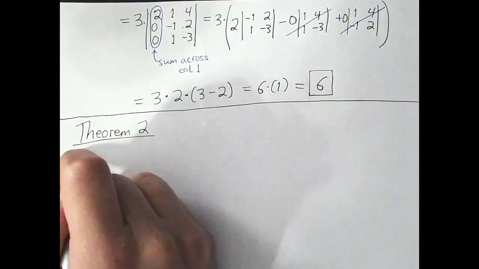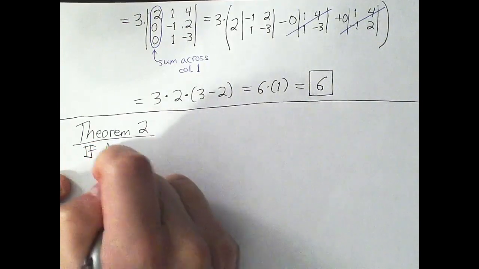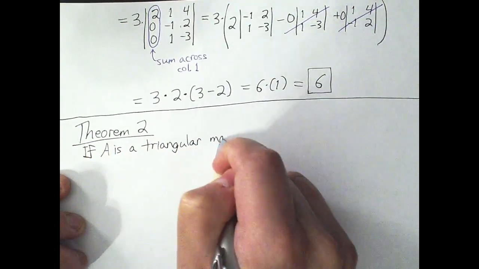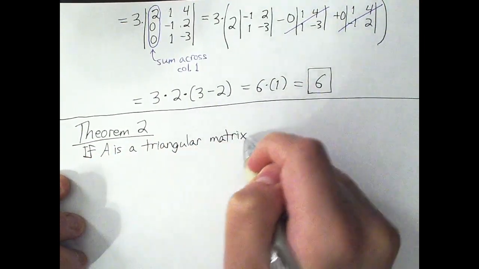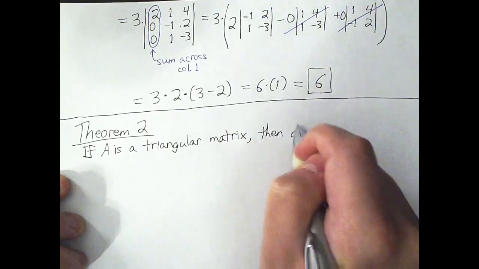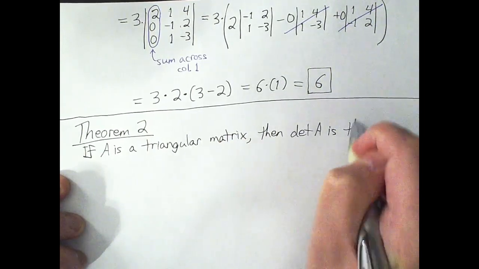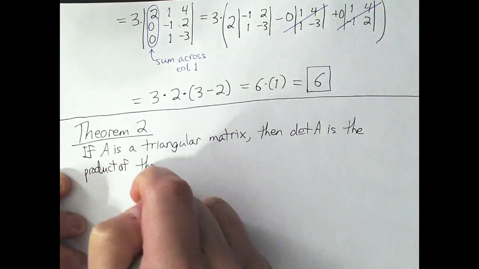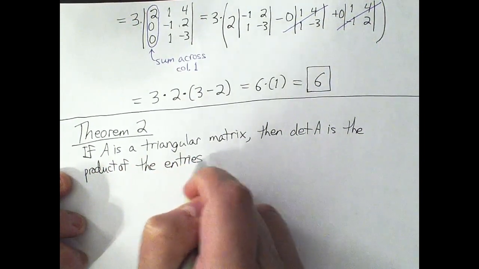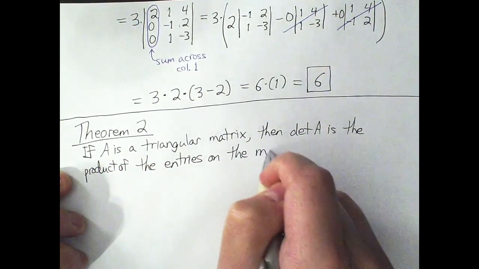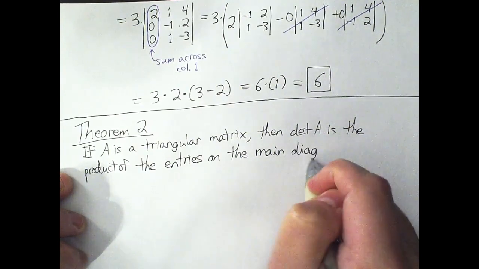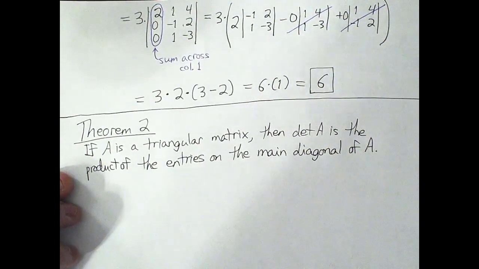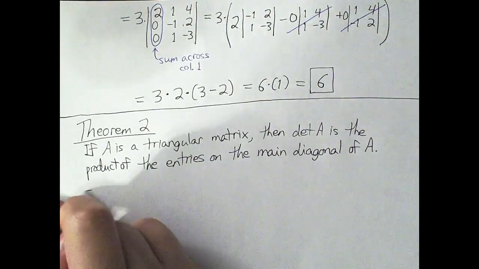Okay, theorem 2. If A is a triangular matrix, remember what that is? A triangular matrix represents a triangular system. Then the determinant of A is the product of the entries on the main diagonal. This is another shortcut. Let's do an example.